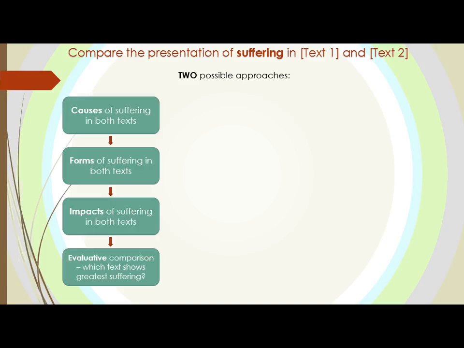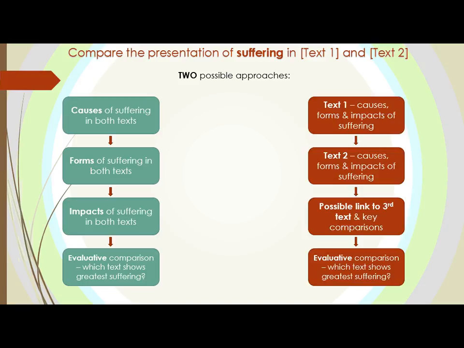You could work through those 3 aspects: causes of suffering in both texts, forms of suffering in both texts, impacts of suffering in both texts, leading to an evaluative comparison, which text shows the greatest suffering, and that would be your conclusion. So you are effectively comparing as you go all the way through the essay. Now each of those boxes isn't necessarily a separate paragraph. It may be you need 2 or 3 paragraphs to cover the forms of suffering, for example, but that maybe gives you the overall structure of the essay.